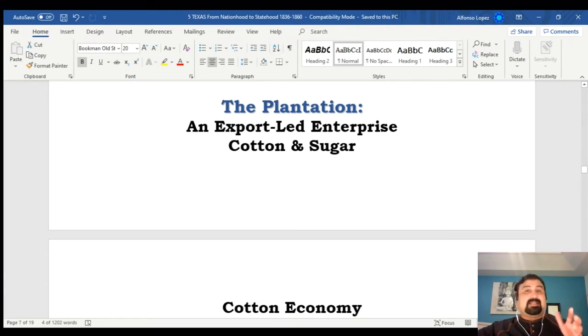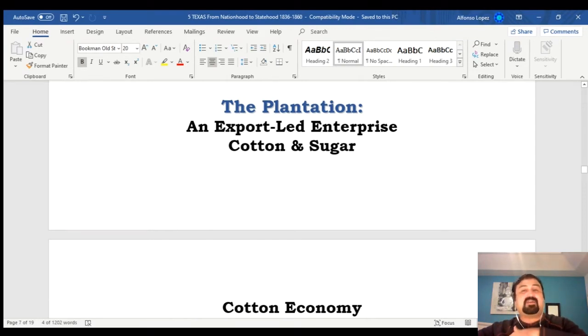And we're going to see that this land was very suitable because of the terrain, the soil, and because of the hot and humid environment. That is very, very helpful in the production of cotton, particularly. And there will be some sugar, by the way, but initially, during the Texas Republic, sugar is not going to be dominant. This is not going to be a crop that was grown in a significant way. It was actually cotton, okay, the one that is going to be grown and exported. This is an export-led enterprise.